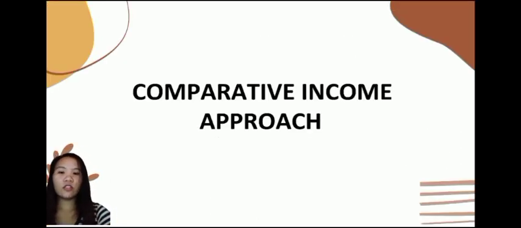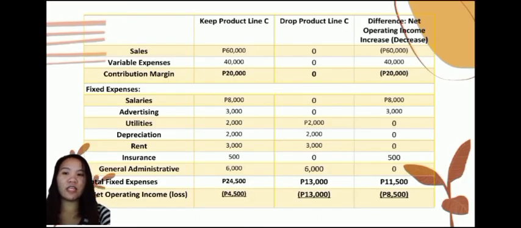The answer can also be obtained by preparing a comparative income statement, also known as the comparative income approach, showing results with and without the segment. Now, let's examine this second approach. The sales of 60,000 pesos will be lost, that's why it is denoted as negative, and also the variable expense of 40,000 pesos will be eliminated. That will result in a decrease in contribution margin of 20,000 pesos.